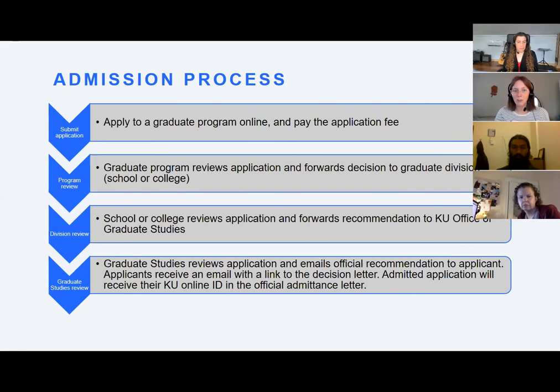I would say generally, there's a similar process where there are multiple rounds of review on the application. Some schools might have a central office looking at minimum requirements first, and then they forward it on. Here at KU, it does go to the program first. They do their review. The school or college reviews it, and then it comes to the central graduate admissions office to make sure that the minimum university requirements are met. And then that's where the graduate admissions office would issue the decision letter.